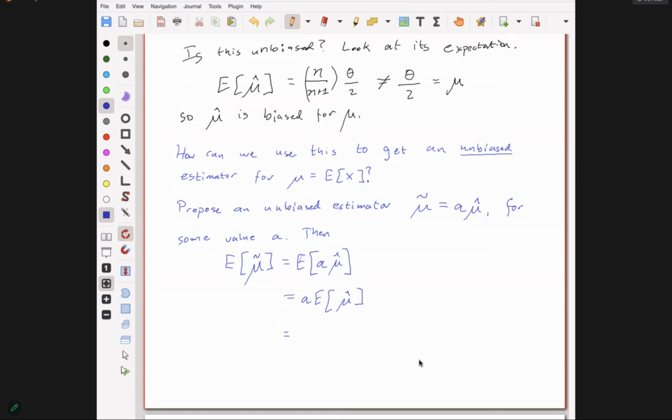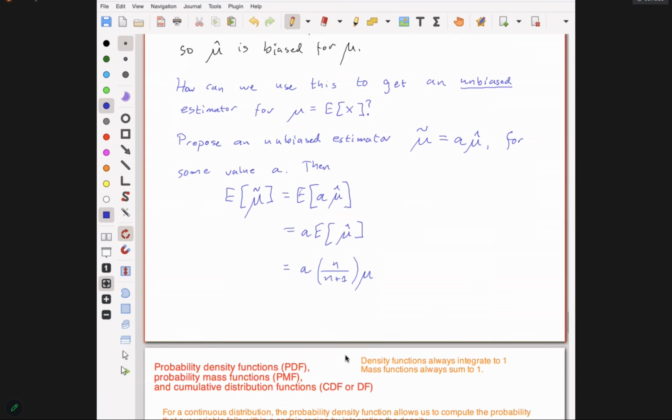Okay. So look at what we've written before. What is the expectation of mu hat? Yeah, the n over n plus 1 times theta. And theta over 2 is equal to mu. So I'll write this as A times n over n plus 1 times mu. And now where do we go from here?